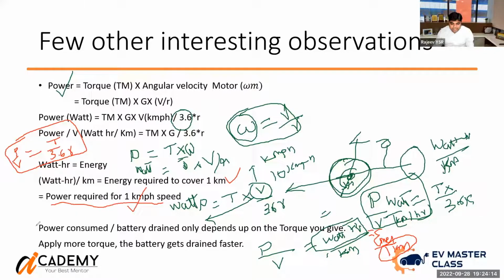Now understand this. The power consumed is directly proportional to what? 3.6 is a unit. Let us assume the radius of the tire will not change. While you're driving, the radius of the tire will not change, so these are all constant. So your power consumed is directly proportional to what? The power consumed or battery drained basically depends only on the torque. So that's why when you apply more torque, the battery gets drained faster. Are you here with me?